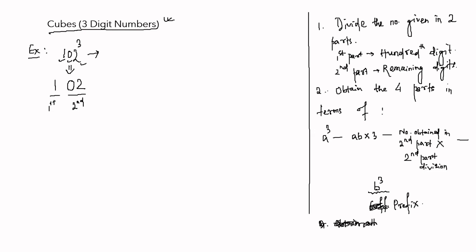We'll just start solving and then I'll tell you step by step again. So here our first part is 1 and the second part is 02. Let's just say 1 is equal to A and 02 is equal to B. Do you see why I am doing this? I'm doing this because I have to represent it in the form of a 2-digit number in any way.